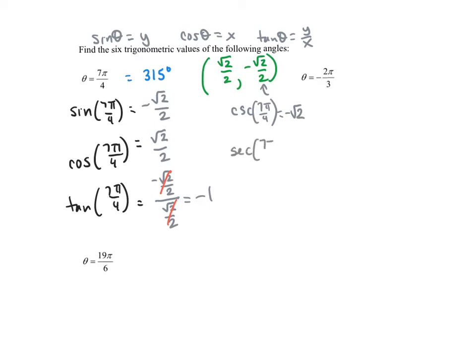I'll let you try that. Secant of 7 pi over 4 is positive square root of 2 once I flip and rationalize. And the cotangent of 7 pi over 4 is -1.